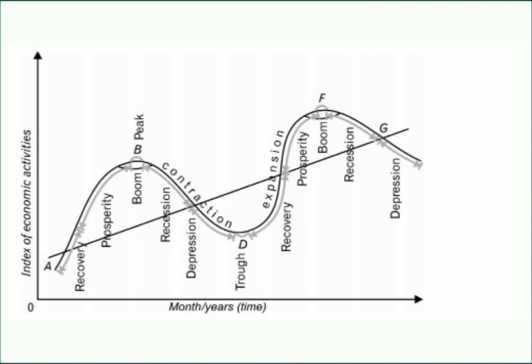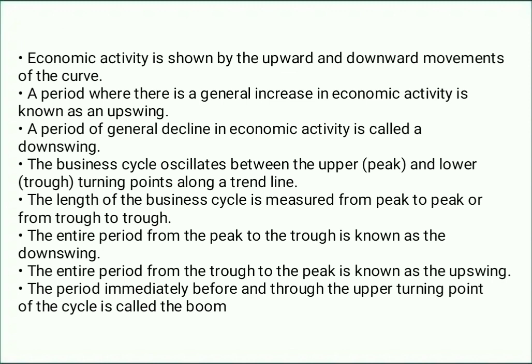So economic activity is shown by upward and downward movement of the curve. The period where there is a general increase in economic activity is known as an upswing. A period of general decline in economic activity is called a downswing, obviously. The business cycle fluctuates between the upper peak and lower trough turning points along the trend line. The length of the business cycle is measured from peak to peak, or from trough to trough. I'll leave this one for you guys. You can go check it out in the textbook, but I'm just explaining to you how it works.